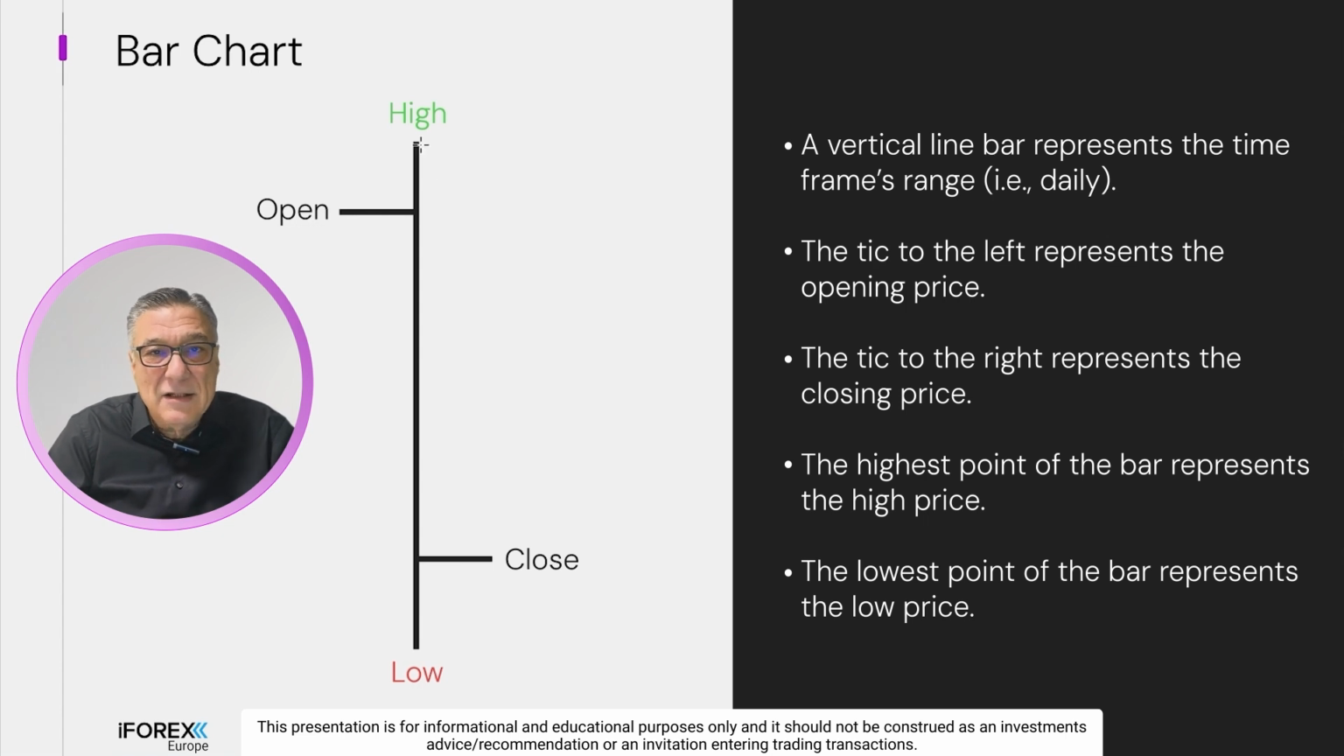The highest price during the session is shown at the highest point of the vertical line, the high price. Similarly, the lowest price during the session, the low price, is found at the bottom of the vertical line, and the first price of the specific session of the specific time frame is denoted with a tick to the left, the open price, and the last price of the session, the close price, is shown with a tick to the right, a small horizontal line to the right.